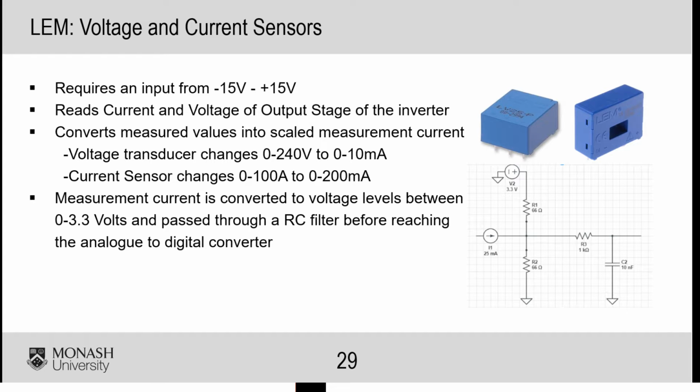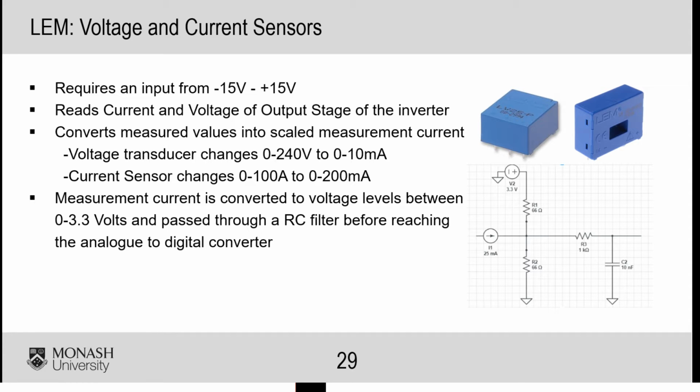In regards to the sensors, we have decided to use the LV25P sensors for voltage and the LA100P for current. Each of these sensors requires an input from -15 to +15 volts. It reads the current and voltage of the output stage of the inverter and converts that to a measurement current. For instance, the voltage transducer changes 0 to 240 volts to 0 to 10 milliamps, and the current sensor changes 0 to 100 amps to 0 to 200 milliamps.